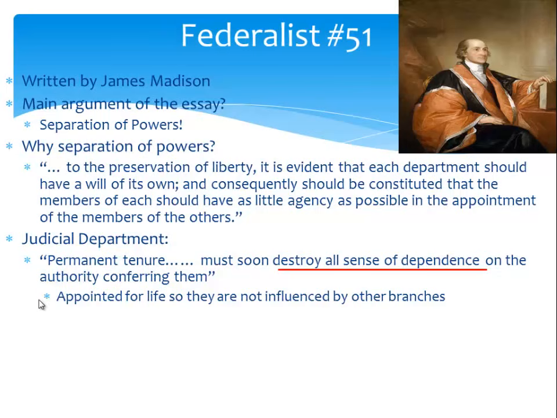And again, here's John Jay. He would go on to be the first Chief Justice, although he did not serve for life. He served for a very short time, actually.